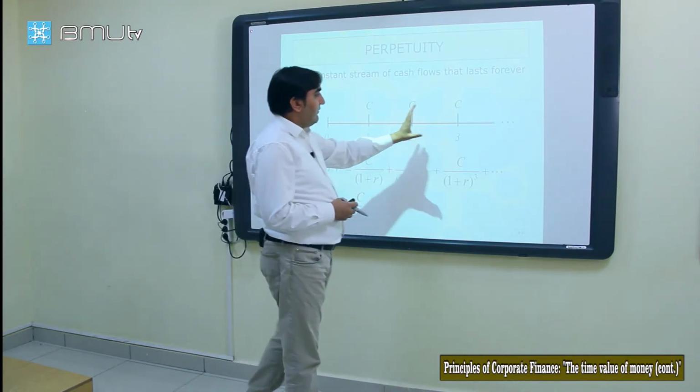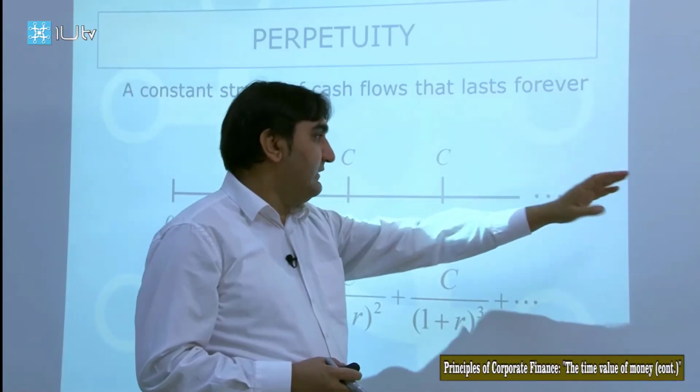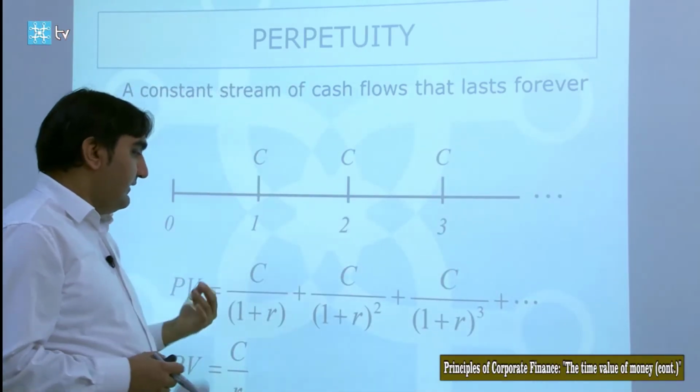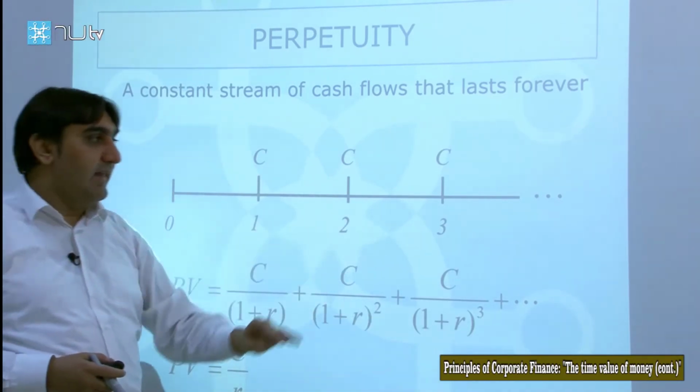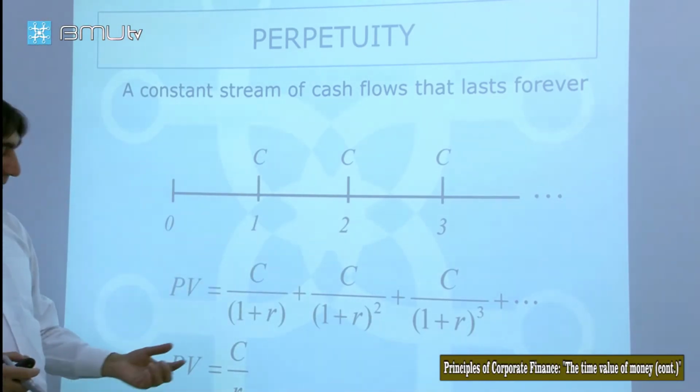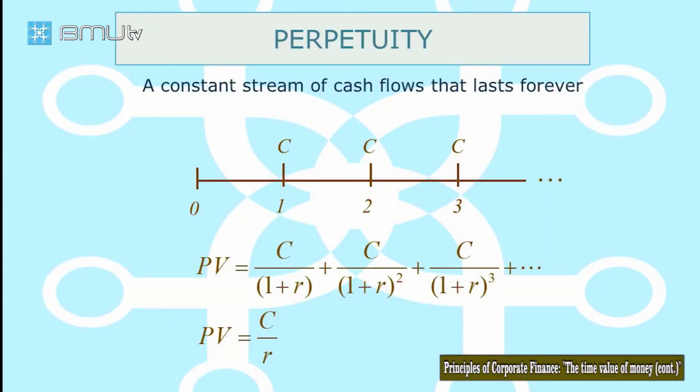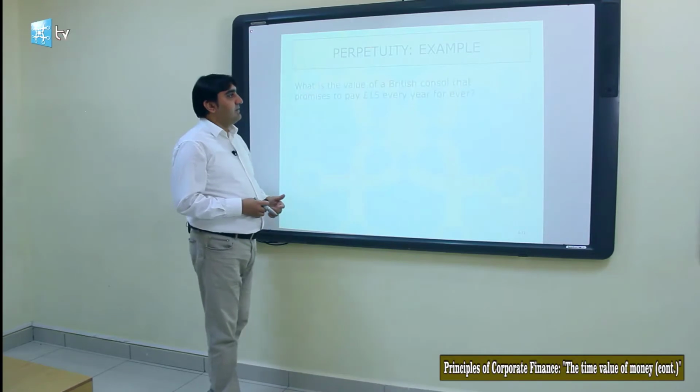Cash flows go forever for nth period. This is perpetuity. Finding present value is finding present value for these cash flows one by one. Applying algebra, we find this is cash flow divided by rate. For example, we have an example here.